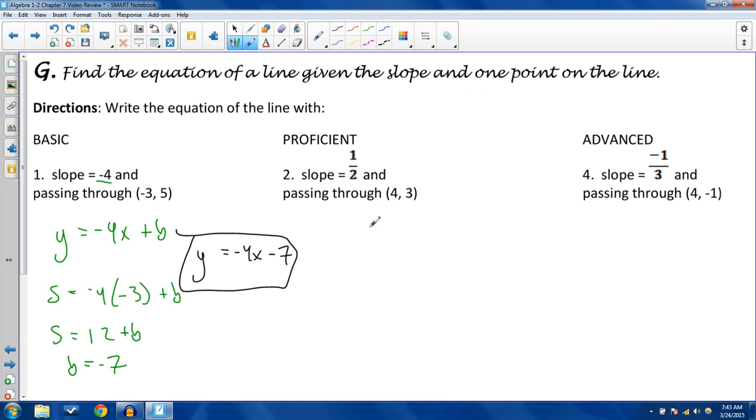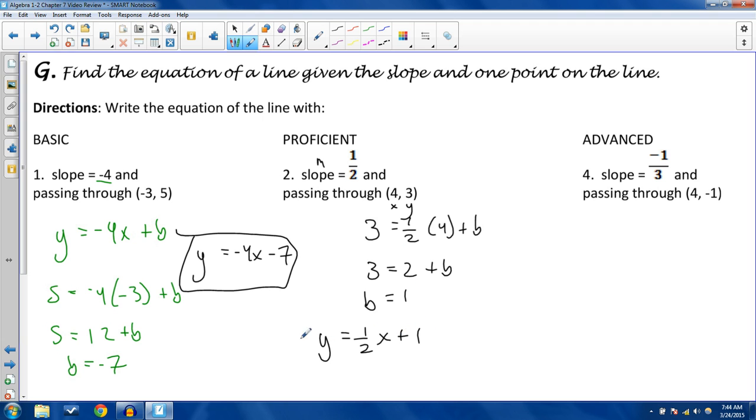Same thing here, slope of 1/2. And this time I'm going to plug them straight in. 3 for y, 1/2 for m, 4 for x. Y equals mx plus b. Slope is m. This is x and y, remember? 1/2 of 4 is 2. And so subtract 2, b equals 1. So you get y equals 1/2 x plus 1. There you go. Oh, very time conscious now. I'm so sorry.